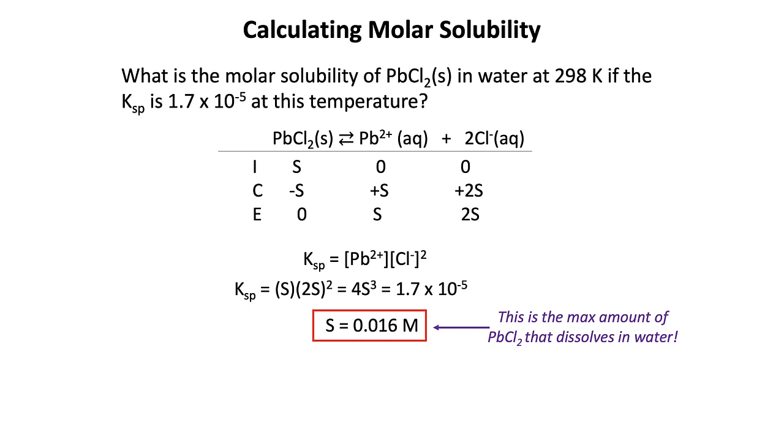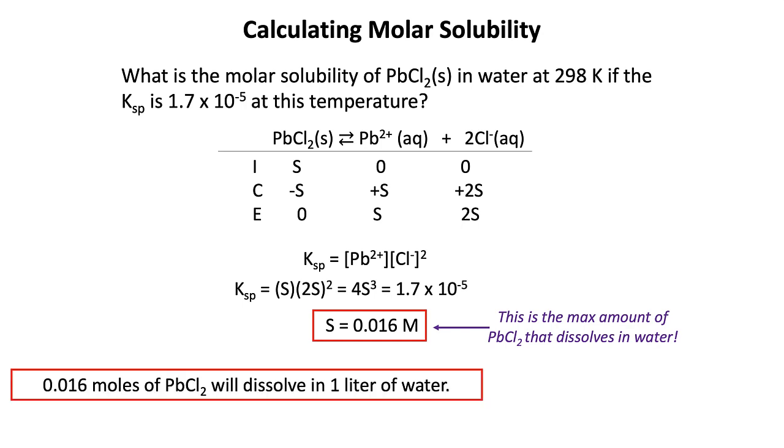The S that we calculate is the maximum amount of lead 2 chloride that's going to dissolve in water, and this is the molar solubility. So in other words, we use KSP to calculate S, the molar solubility, and if we know the KSP for a given ionic compound, we can calculate the solubility of that compound.